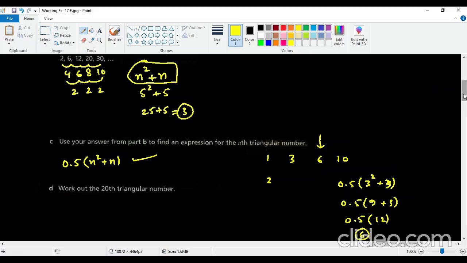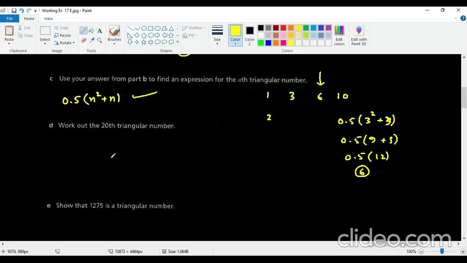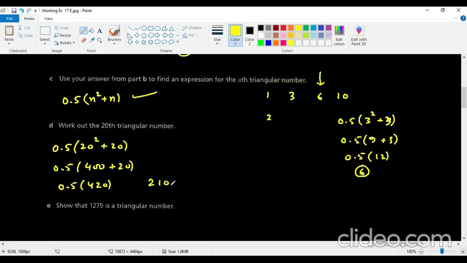Now it says in the next question, work out the 20th triangular number. That means 0.5 times (20 squared plus 20). That means 0.5 times (400 plus 20). Half of 420 is going to be 210. So this is going to be the answer for part D.